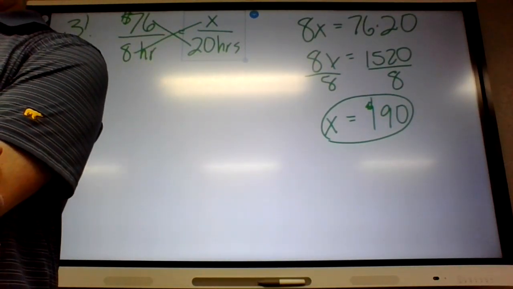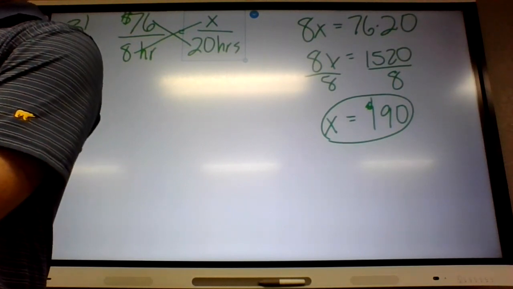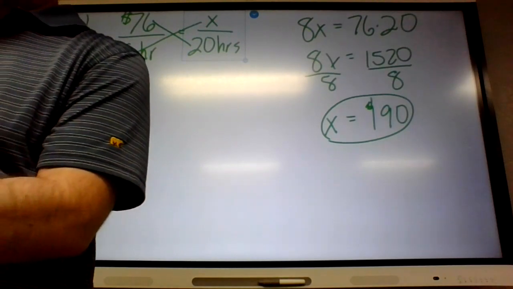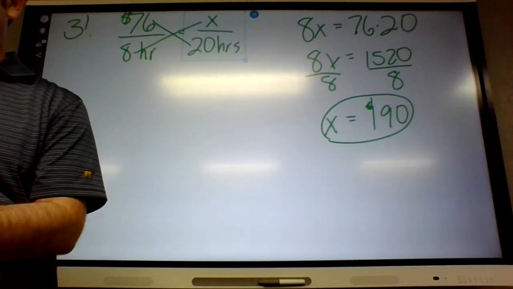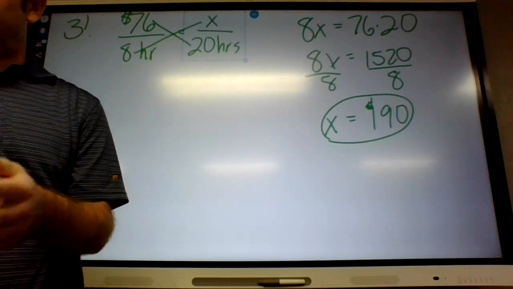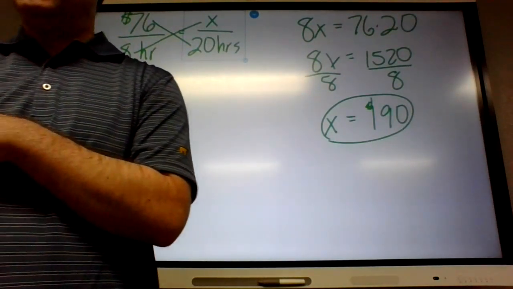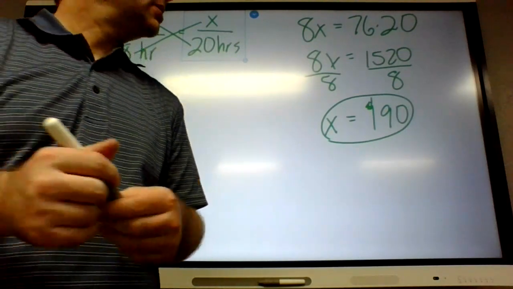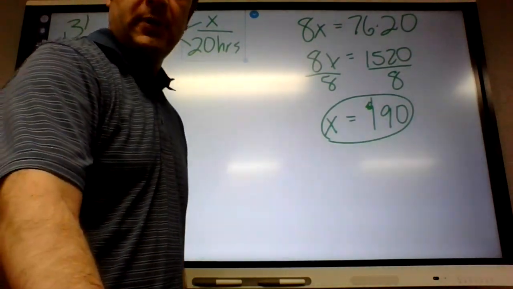Okay, 32 is kind of the same thing. Ashima drove 348 miles in 6 hours. So at that rate, how long will it take her to drive 145 miles? The 145 should go across from the 348 because they're the miles. The 6 hours should go across from the X hours. And then you cross multiply. All right, that's it.